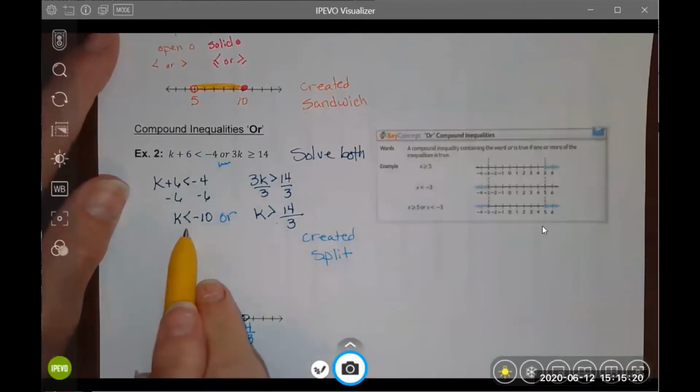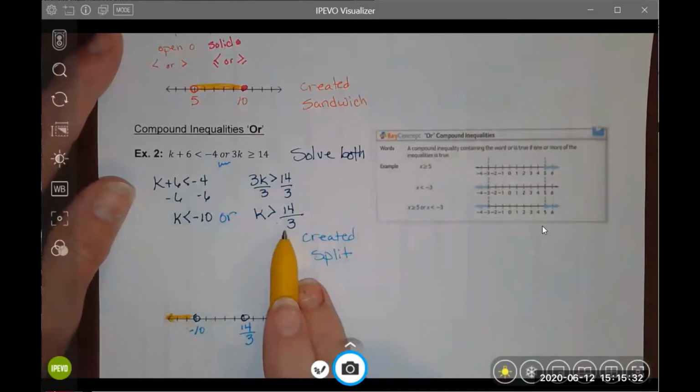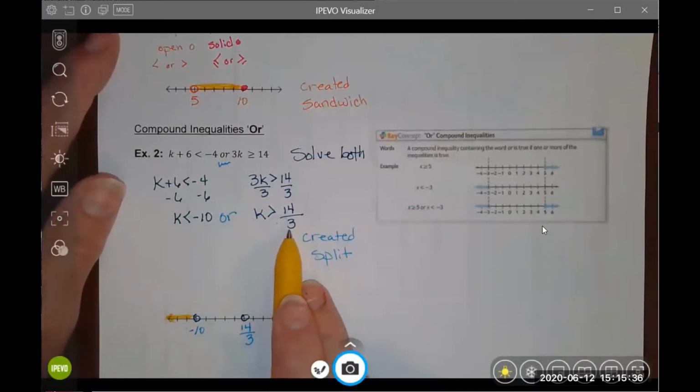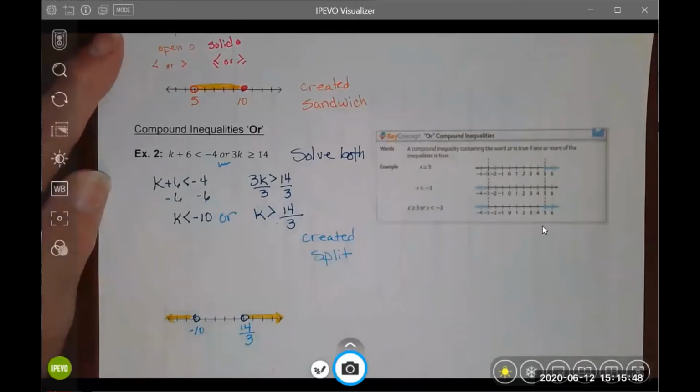So I think in my head, what's a number that is less than -10? That would be a -11 or -12 or any number that continues towards -infinity. For this particular one, what's a number that's greater than 14/3? Well, 15/3, which is 5, would be greater. 6 would be greater. So I'm going to highlight all the numbers that are greater than 14/3. And that's how we can graph and solve compound inequalities.